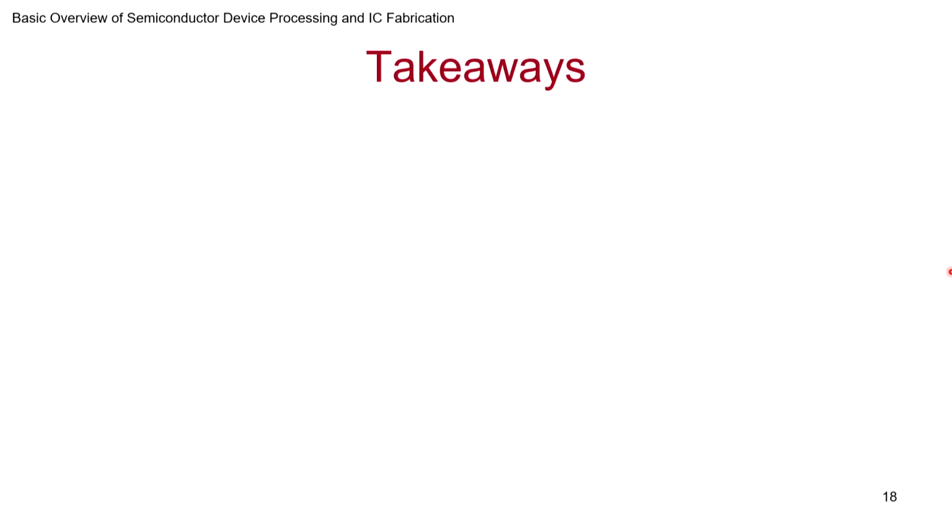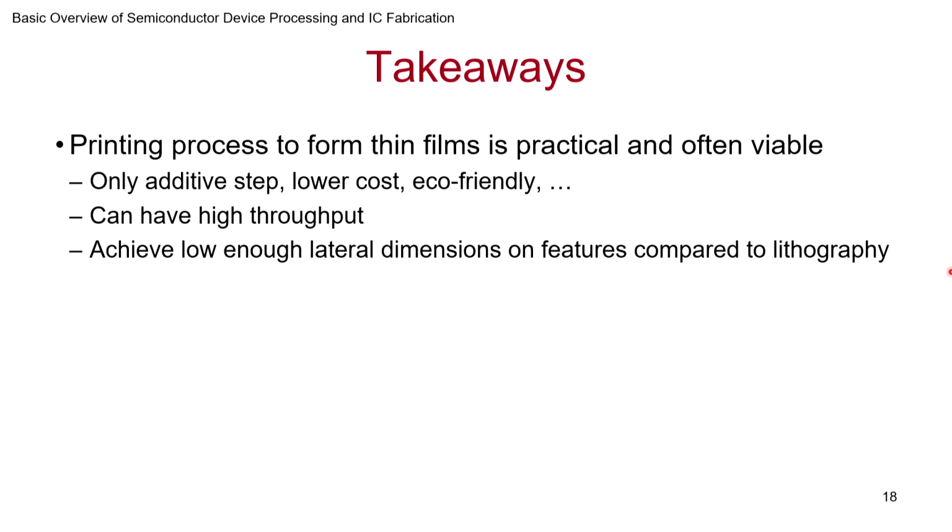So that was a bird's eye view. So let's see what are the takeaways. Printing process to form thin films is practical and often viable. Only additive step is needed, lower cost, eco-friendly. Of course, there may be constraints as well. You may not be able to go to high temperatures, for example, but you can get very high throughput if you can adopt it. Usually you adopt it wherever your resolution is not so critical, because lithography is certainly far superior in terms of the finer resolutions that you want. But many things you don't want that fine resolution. So there we can, why not, instead of using lithography, use printing?